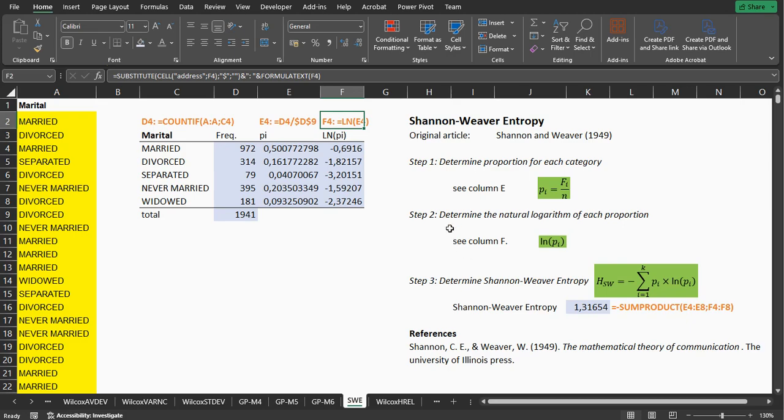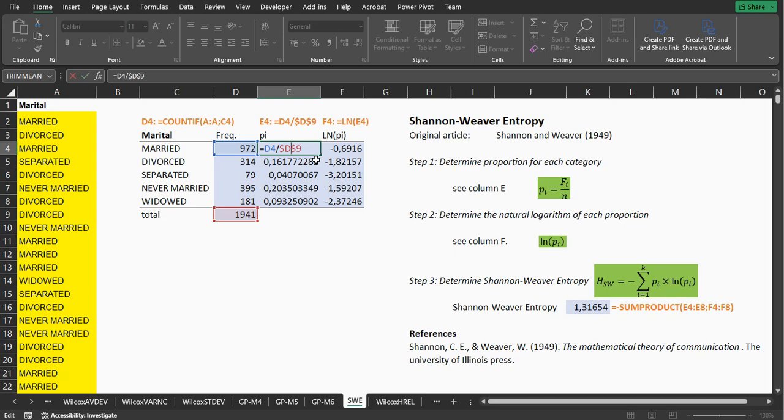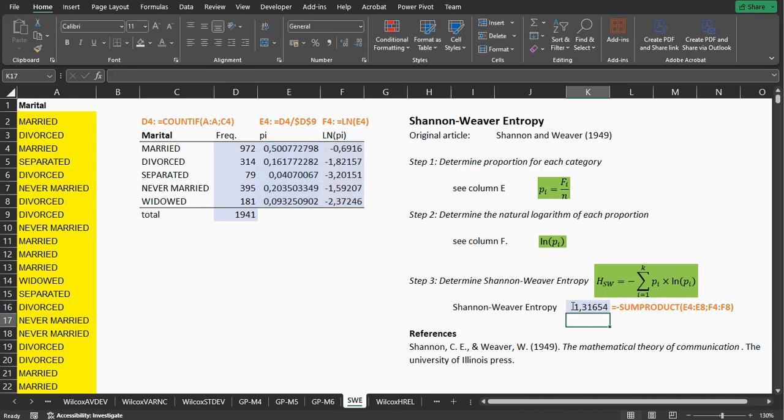Then we have entropy measures, the Shannon entropy or Shannon-Weaver entropy. That uses a logarithm scale, so from the proportion. So we simply first divide each frequency by the total, and then take the natural logarithm out of that using the ln function. And then the Shannon-Weaver entropy is minus the sum of those multiplied with those. So these multiplied with these, and you can use sum product to do that in one go, and then just put a negative in front of that.